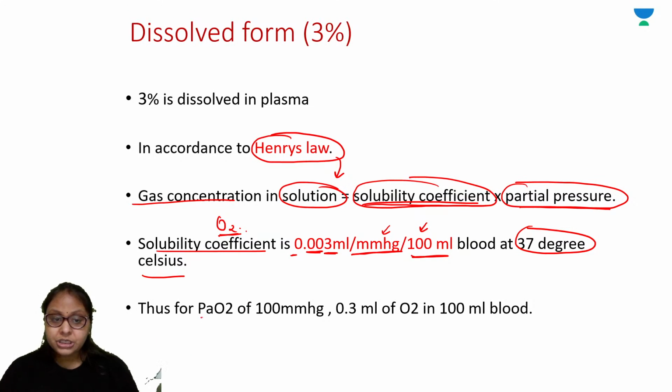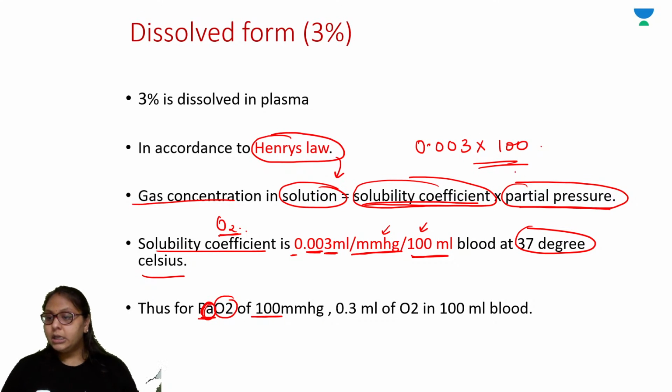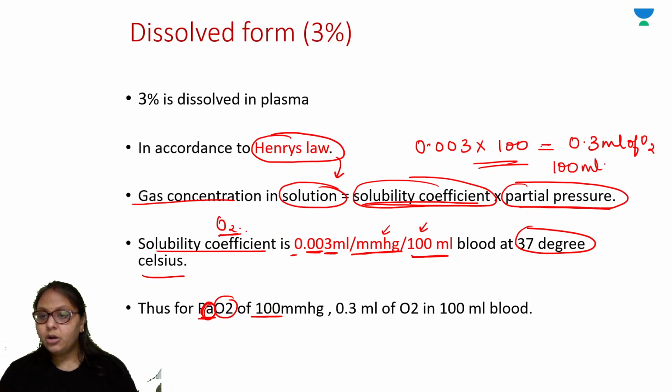So the partial pressure of oxygen, how much is it in arterial blood? 100. So what is the gas concentration? 0.003 into the partial pressure in arterial blood, it is 100. So what is the concentration of oxygen? That is equal to 0.3 ml of oxygen present in 100 ml of blood. Is it clear? Is it clear, Dr. Zubair, Dr. Uday? Is it clear?